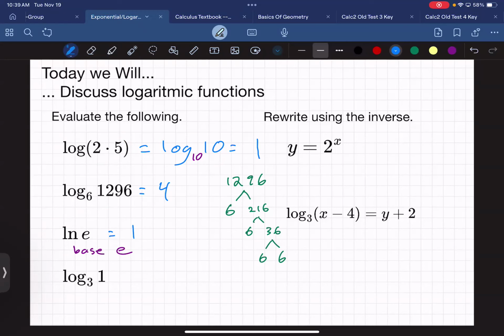I know this isn't everything that we did yesterday, but I felt it was a good little highlight of some of the things to watch for. What's going on when the argument is 1? Like this last one, I have log base 3 of 1. So what exponent would give us 1? It goes back to our parent function: anything to the 0 gives me 1. So it didn't matter that it was base 3. It could have been any base. This is going to equal 0.